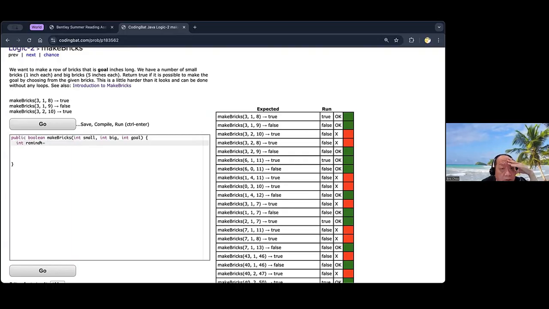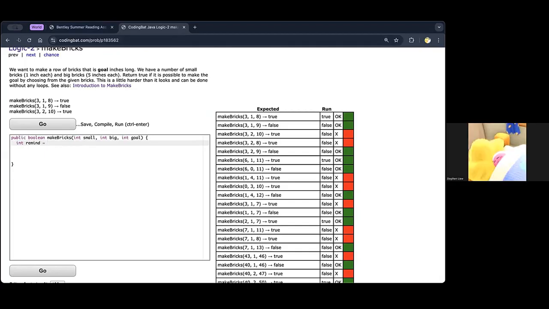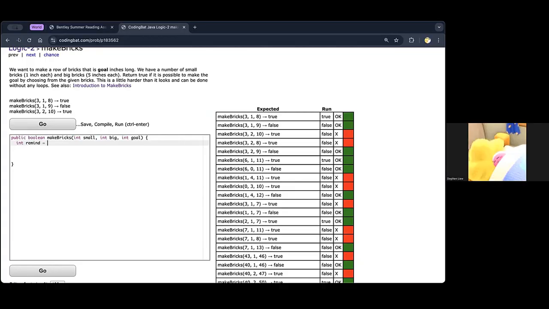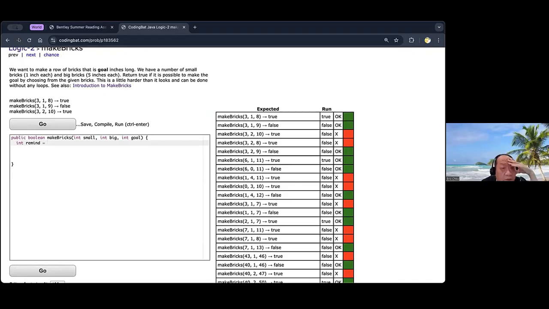So tell me what the problem needs you to do. It's like, see if you have enough big bricks and small. What do they ask for? If you can achieve the goal by the bricks. Yeah, correct, but they do not ask for whether they have enough big bricks or not.